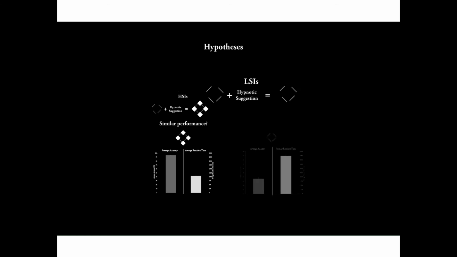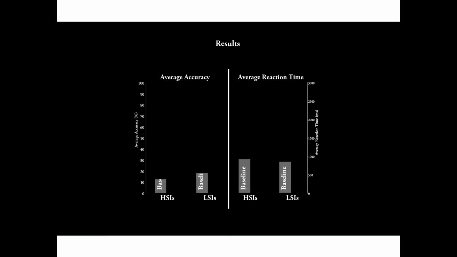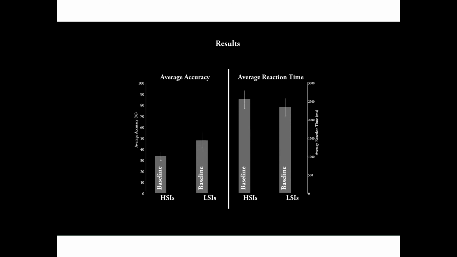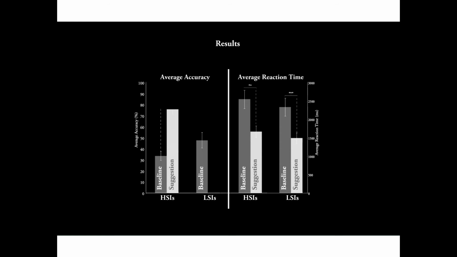And here is what we found. Both highly suggestible individuals and less suggestible individuals performed poorly when they completed the task for the first time at home. Performance with suggestion was much different. Although both groups responded faster under suggestion, highly suggestible individuals were accurate almost 80% of the time, while less suggestible individuals showed no increase in accuracy. In fact, their scores decreased slightly.